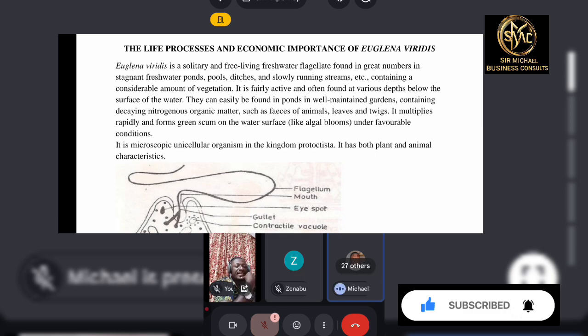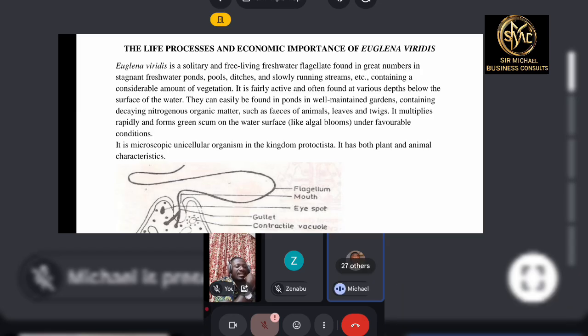So Euglena is greenish, and there's a reason why. I'll ask that question: why does it have the green color? If it's a green color, what does that suggest to you? It's a question I'll ask very shortly, so get your answers ready. They multiply rapidly and form a green scum.